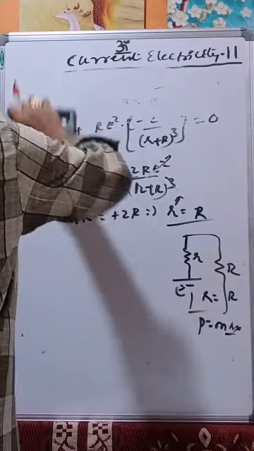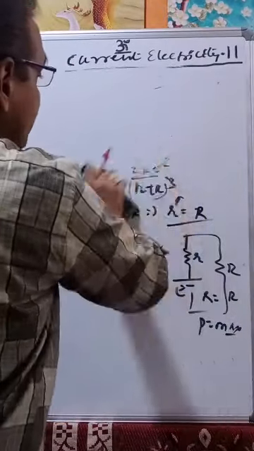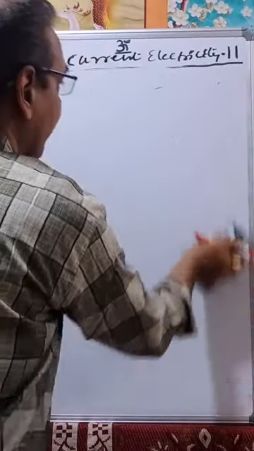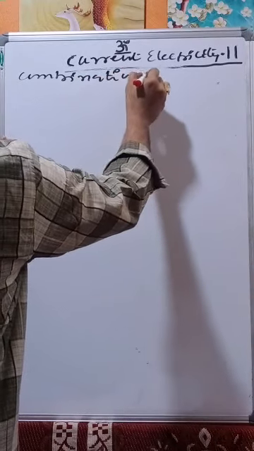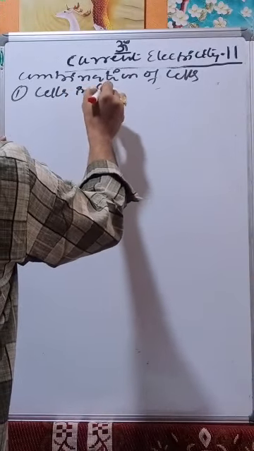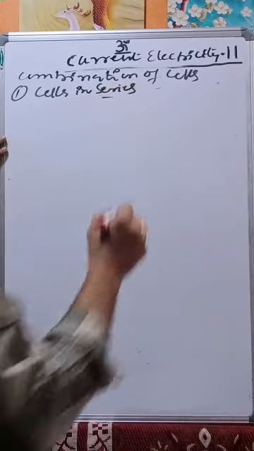Now, yesterday we have seen what a cell is. Now let us see the cells in series, cells in parallel, combination of cells. So let us see combination of cells. This first one is cells in series combination.